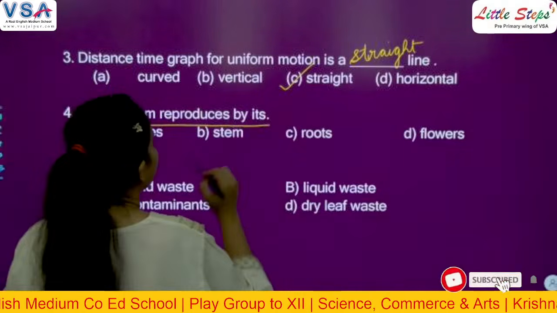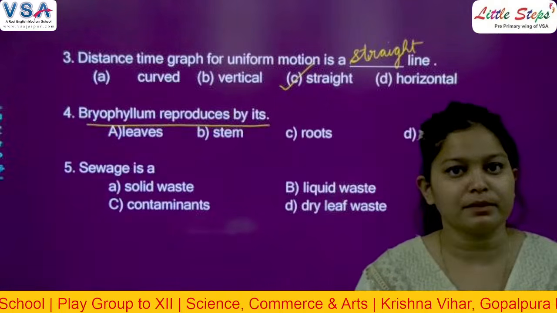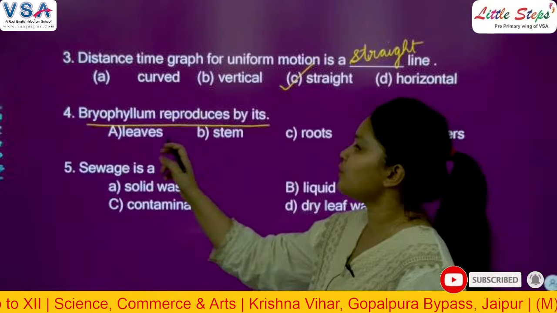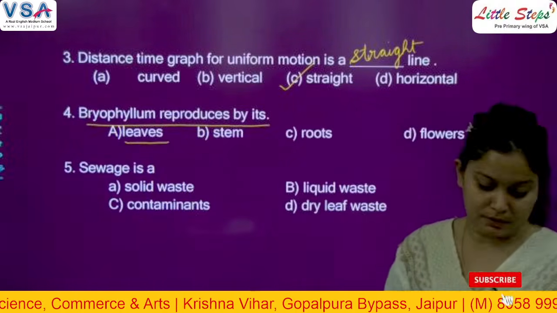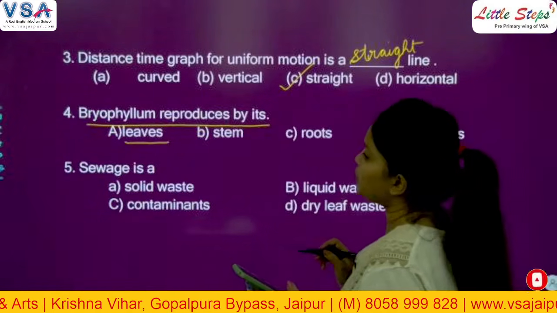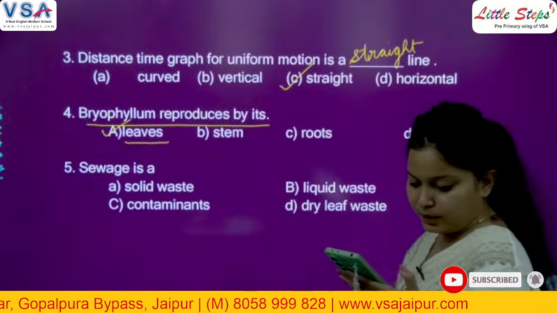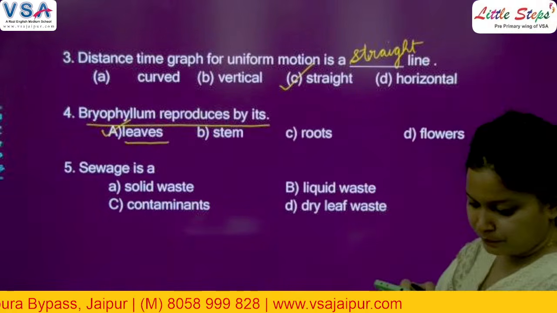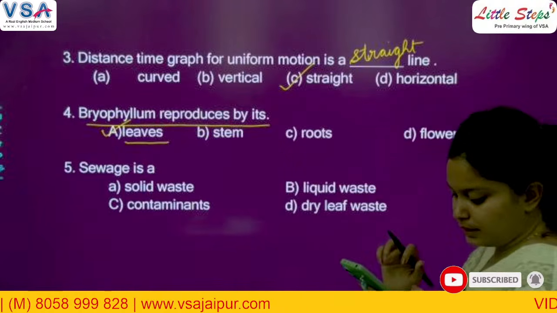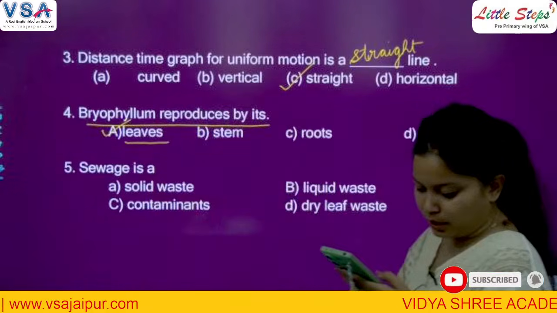Bryophyllum reproduces by its. As you all know, reproduction के methods बहुत सारे हैं, through stem, through roots or flowers. But bryophyllum is the only one which reproduces by leaves, only reproduction by leaves. So option A is the correct answer, leaves. Yes, बिल्कुल सही है. I don't know who is this commenting, but the answer is correct, Madan Singh. Yes. Option A is also correct, KK Vlogs.